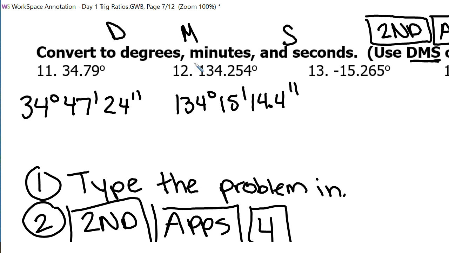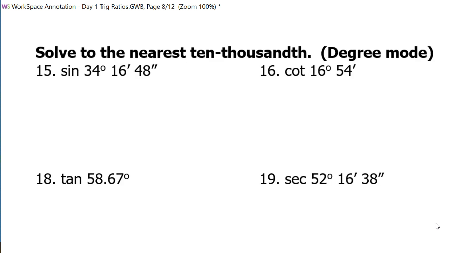What did you get for 13? Negative 15 degrees, 15 minutes, and 54 seconds. What about number 14? Negative 194 degrees, 14 minutes, 44.88 seconds. Questions on that section? As long as you know the correct buttons to type, you're in a good place.